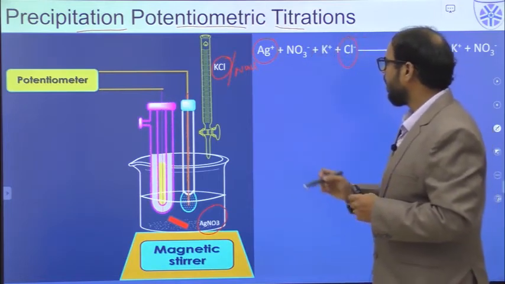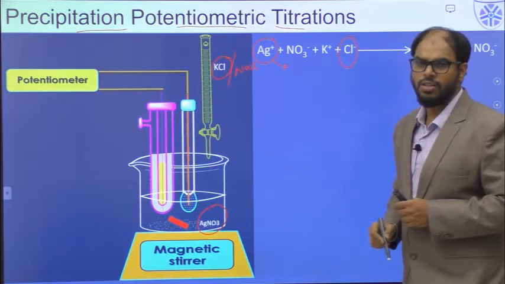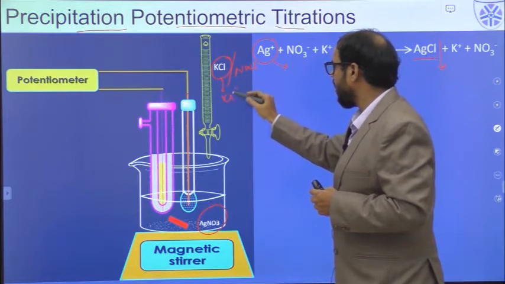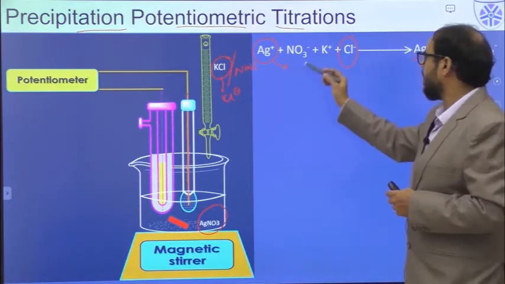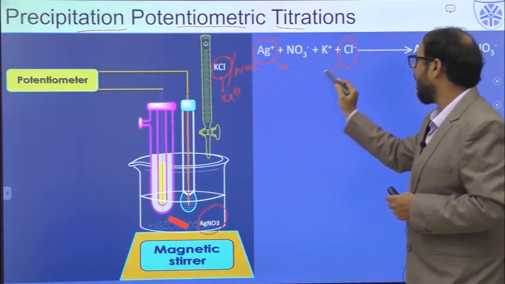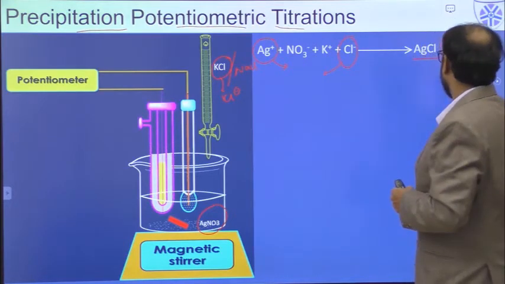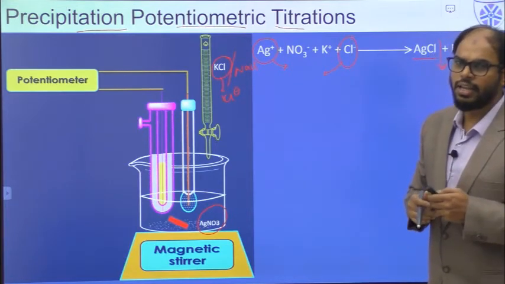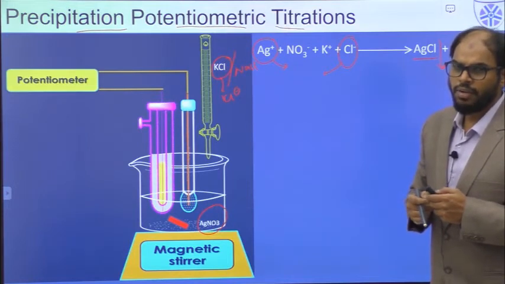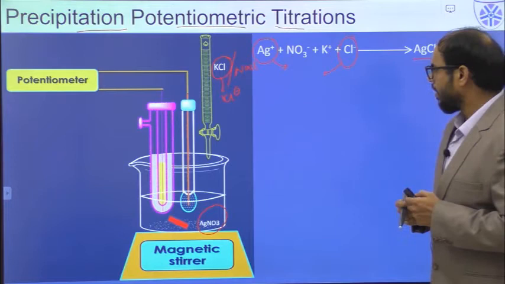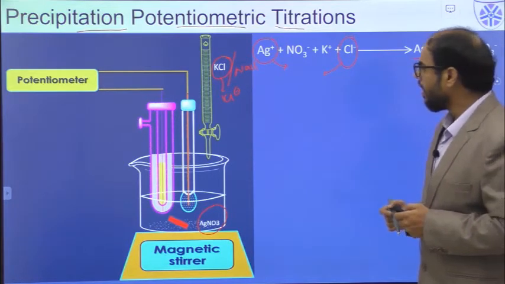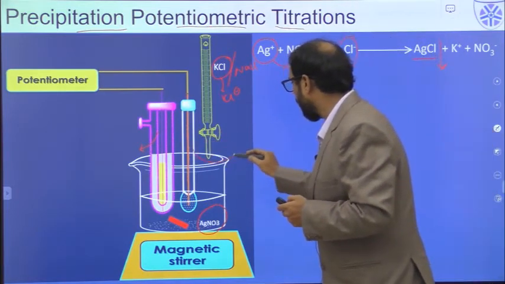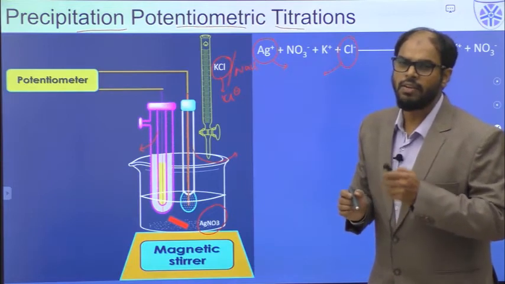So initially the concentration of Ag+ ions is more, but as the Cl- ions are gradually added from the burette, these Cl- ions react with the Ag+ ions to form a white precipitate, which is silver chloride. This is another category of titration where we get a precipitate of silver chloride. But we should know that in this category of titration, the reference electrode is the same, saturated calomel electrode, but the working electrode to be used is the silver chloride electrode.